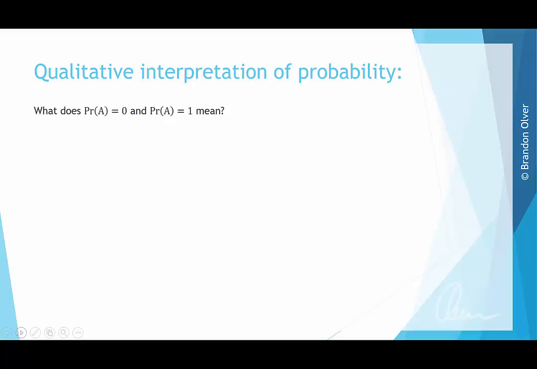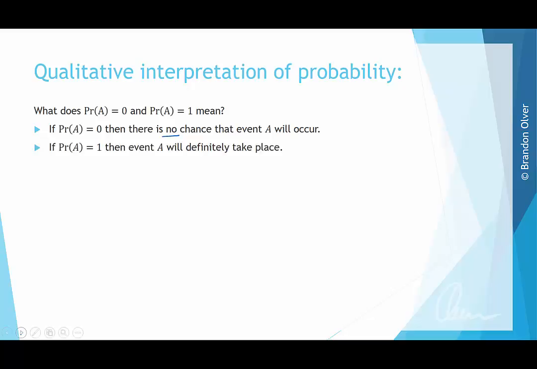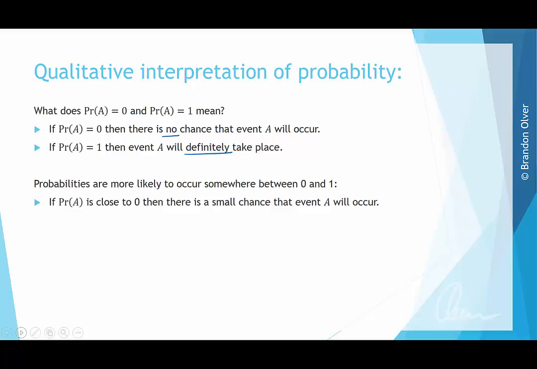What does a probability of 0 or a probability of 1 actually mean? If the probability of event A is equal to 0, then there is absolutely no chance that event A will occur. Likewise, if your probability for event A is equal to 1, then it is guaranteed, or it will definitely take place. When we work with probabilities, they're more likely to be somewhere between 0 and 1. So, if the probability of A is close to 0, then there is only a small chance that event A will occur. If the probability of an event A is equal to 0.5, then event A is just as likely to occur as it is not to occur.